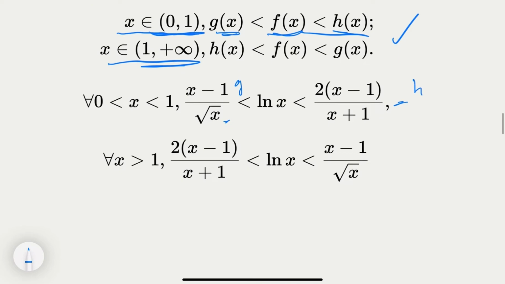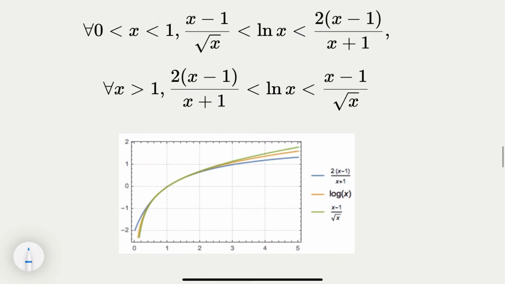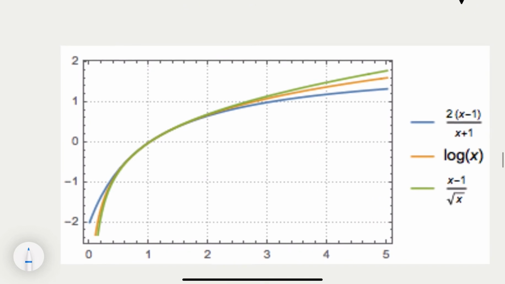All right. So here in this graph, the turning point is x equal to 1. When x is greater than 1, the logarithm is sandwiched by two functions here, right? And on the other side, when x is smaller than 1, it is just reversed, right? The green and the blue switch orders. So this is the function g here. This is function h. This is the function h. This is the function g.